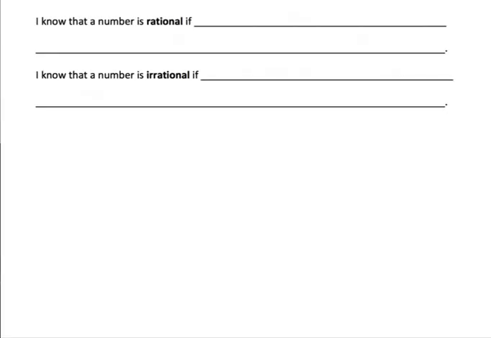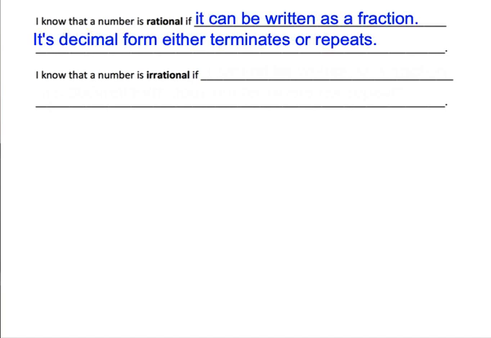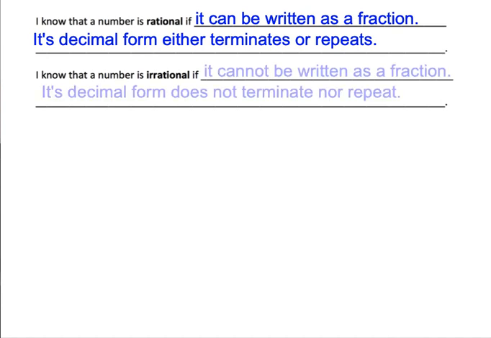Okay, I know that a number is rational if it can be written as a fraction. Its decimal form either terminates or repeats. And I know a number is irrational if it cannot be written as a fraction, or its decimal form does not terminate nor repeat. This is the end of the first lesson.